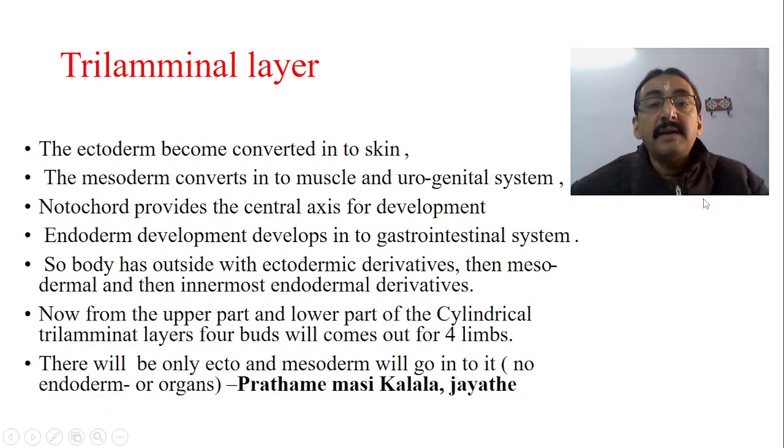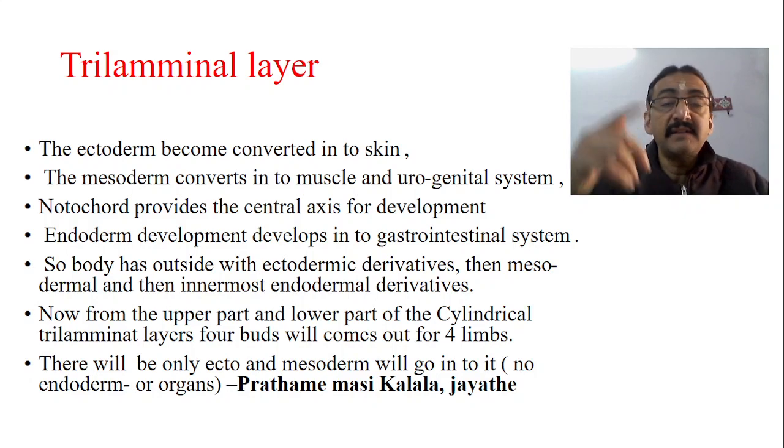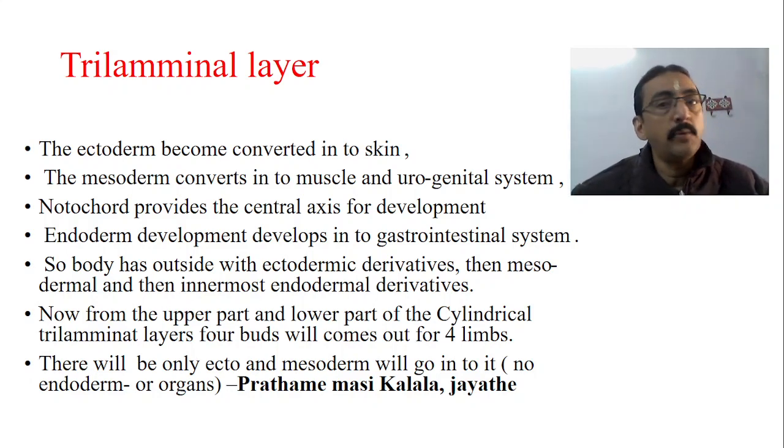So the ectoderm becomes converted into skin in future. When the fetus is fully grown, the ectoderm becomes converted into skin. The mesoderm gets converted into muscle and the urogenital system. Notochord provides the central axis for the development, and endoderm helps in the development of the gastrointestinal system. The gastrointestinal system will be developed from the endoderm. So the body has the ectodermic derivatives outside, the mesodermal derivatives next, and then the innermost endodermal derivatives.